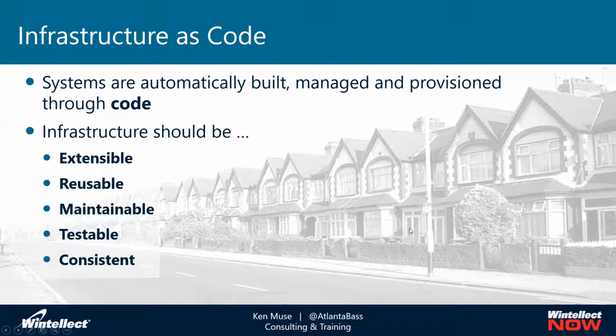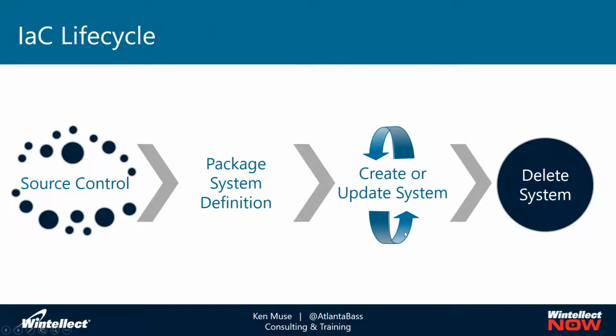And this helps us to support an entire life cycle that matches with what developers are used to. As I mentioned before, they can move from code being tracked in source control that represents a package system definition that's going to be pushed out and used to create or update a system. And then when the system's no longer needed, when QA is done with it, or when it's time to deploy a new system, we can delete the existing system and replace it with a brand new one.